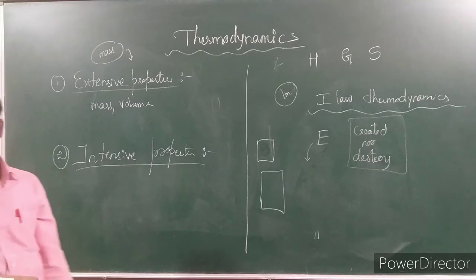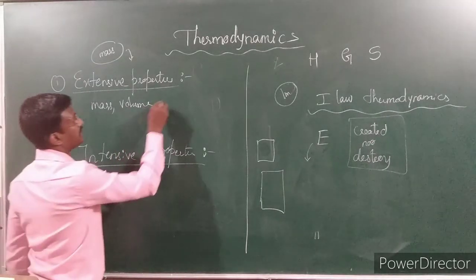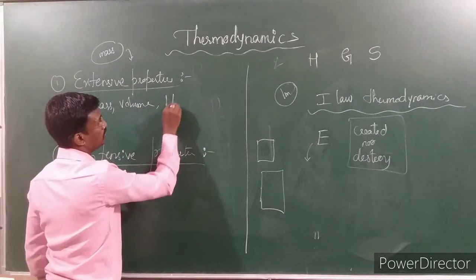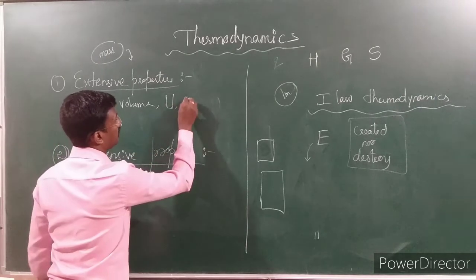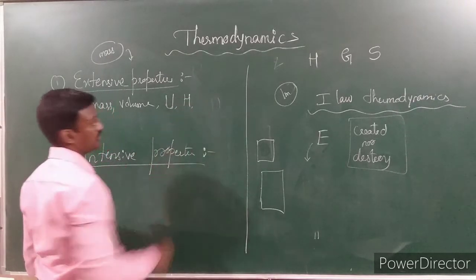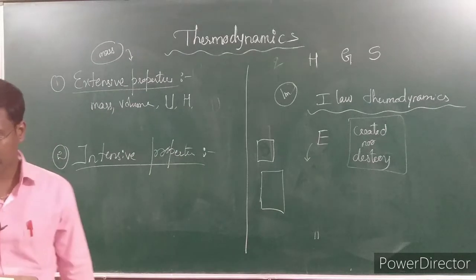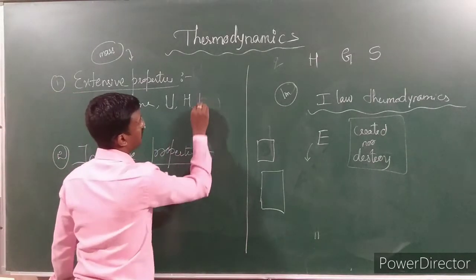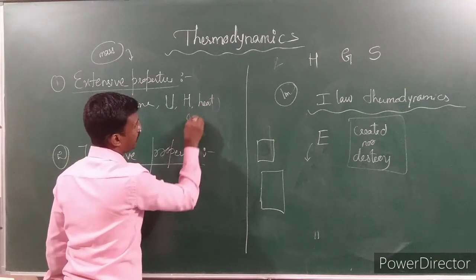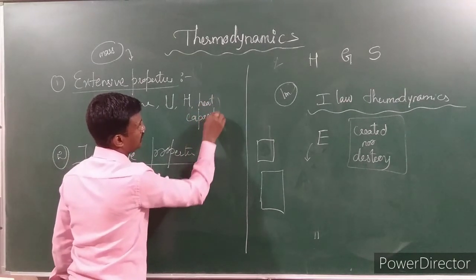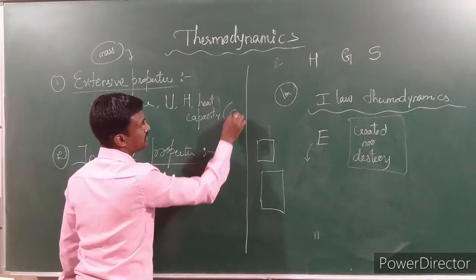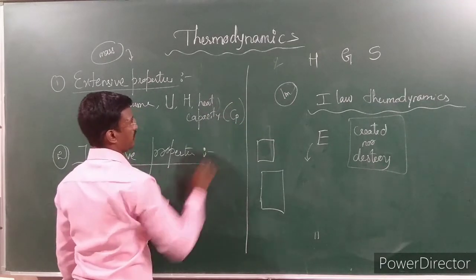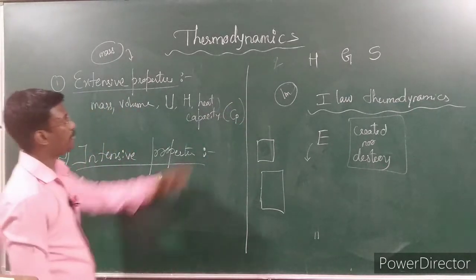Next one is internal energy. Internal energy is nothing but U. Next is enthalpy. Enthalpy is nothing but H. H is called enthalpy. And next one is heat capacity. Heat capacity is represented as Cp, capital C, small p. It is Cp, heat capacity.